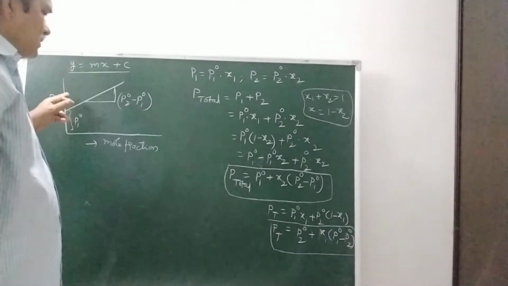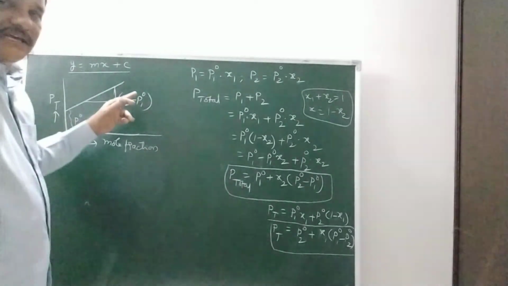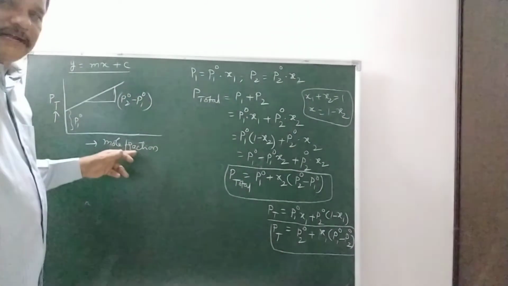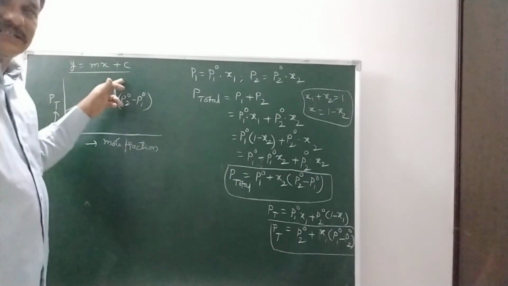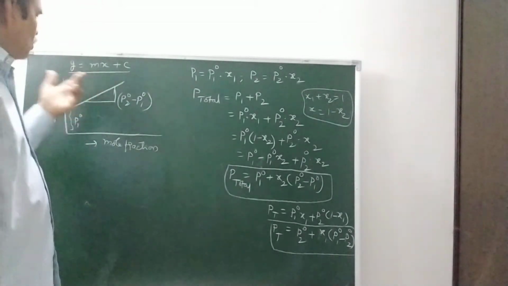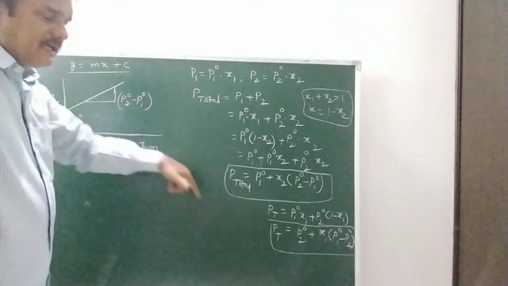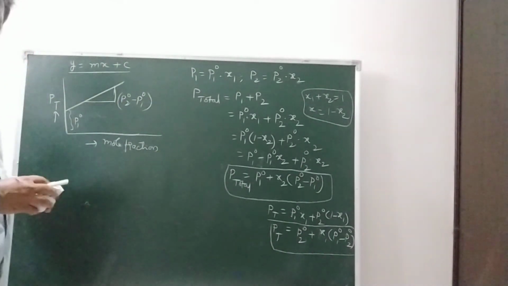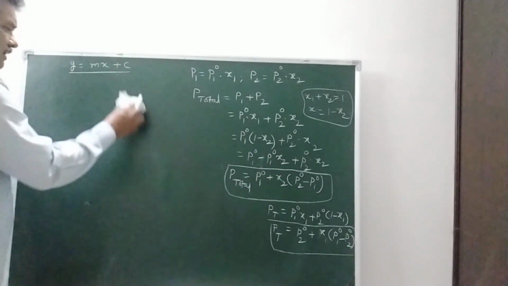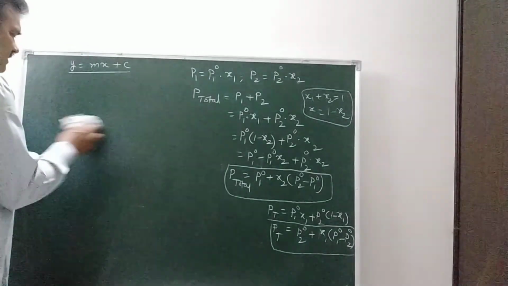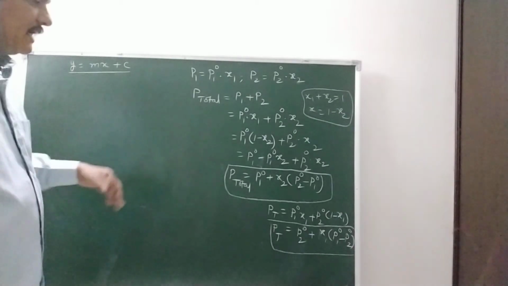Anyhow, the total pressure varies linearly with respect to the mole fraction of any one liquid. Y is equal to mx plus c is a linear graph. So P total changes linearly with the mole fraction of any liquid. So this is another thing. And third one, the total pressure may decrease or increase with respect to the mole fraction of any liquid.